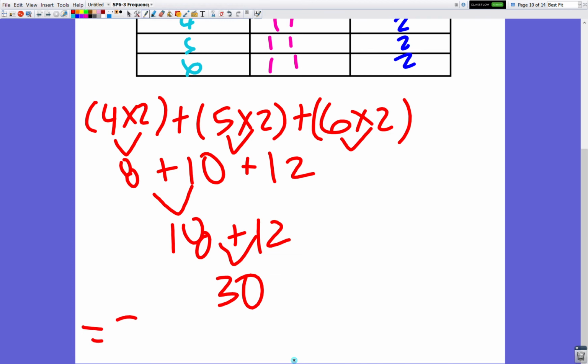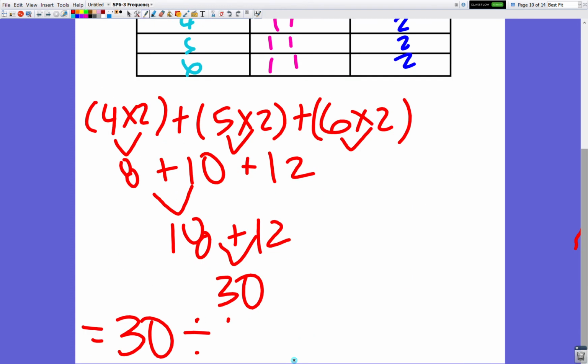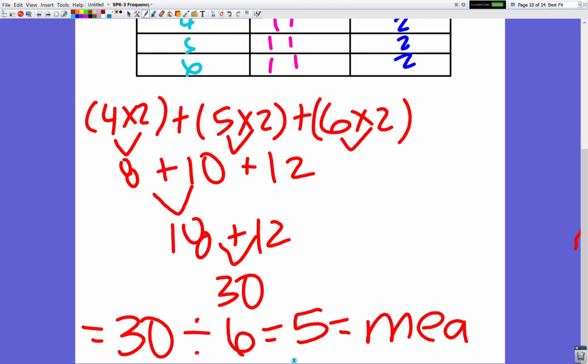Now we'll do 30, the total, divided by the number of data points in our set. We have 1, 2, 3, 4, 5, 6 data points in our set. So we'll do 30 divided by 6 and get that our mean is 5.